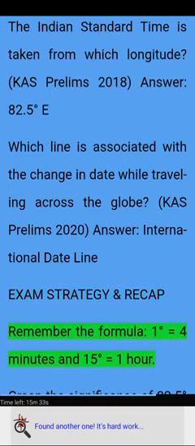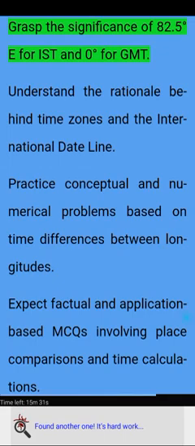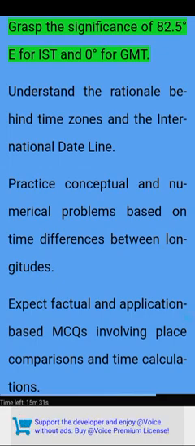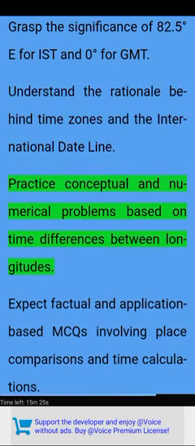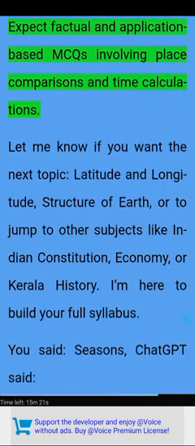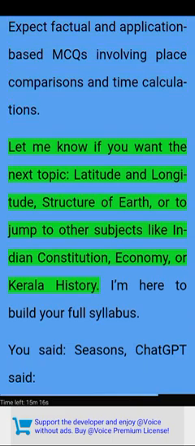Exam strategy and recap. Remember the formula: 1 degree equals 4 minutes and 15 degrees equals 1 hour. Grasp the significance of 82.5 degrees east for India and 0 degrees for GMT. Understand the rationale behind time zones and the international dateline. Practice conceptual and numerical problems based on time differences between longitudes. Expect factual and application-based MCQs involving place comparisons and time calculations.